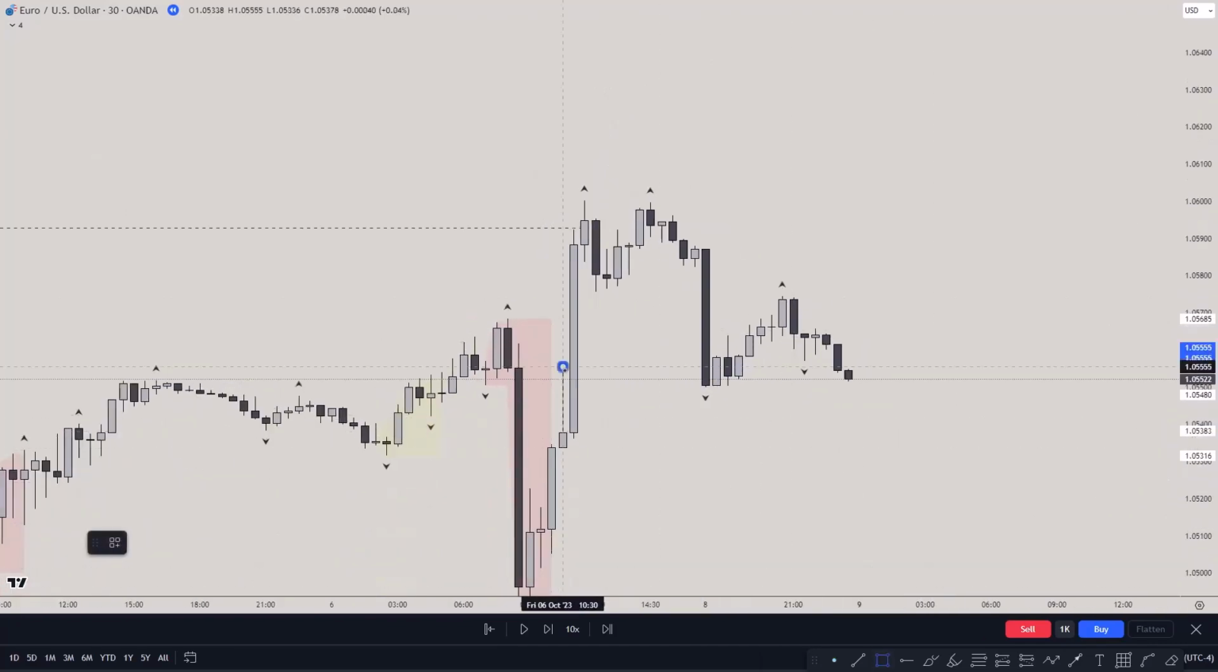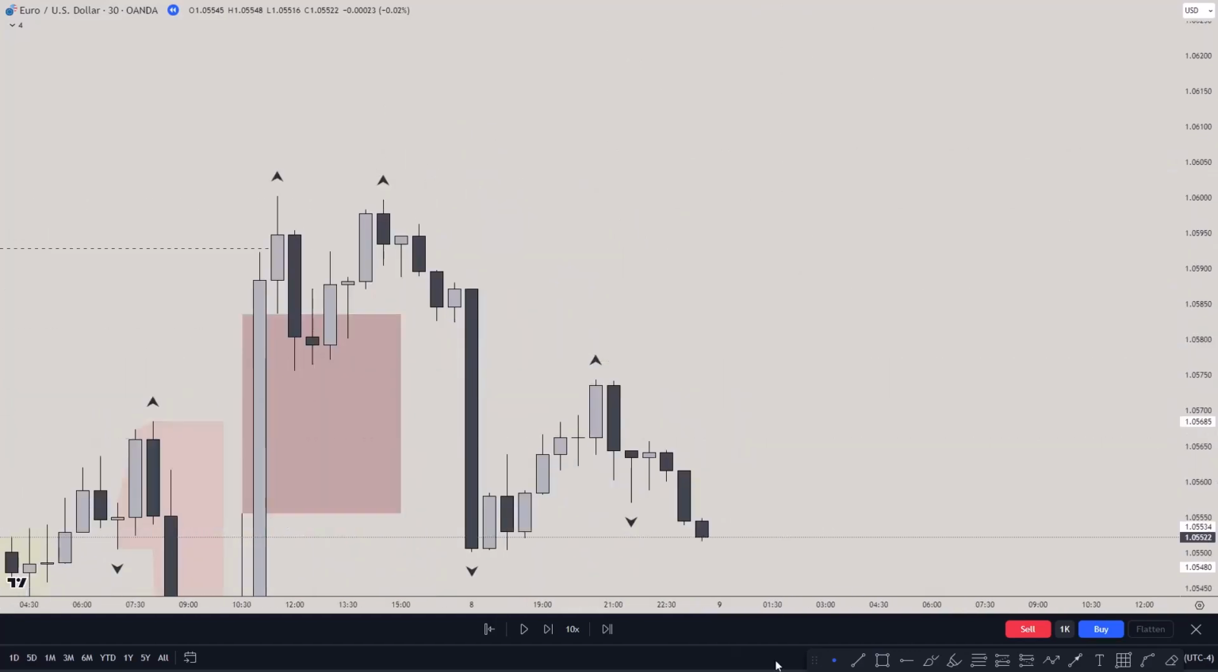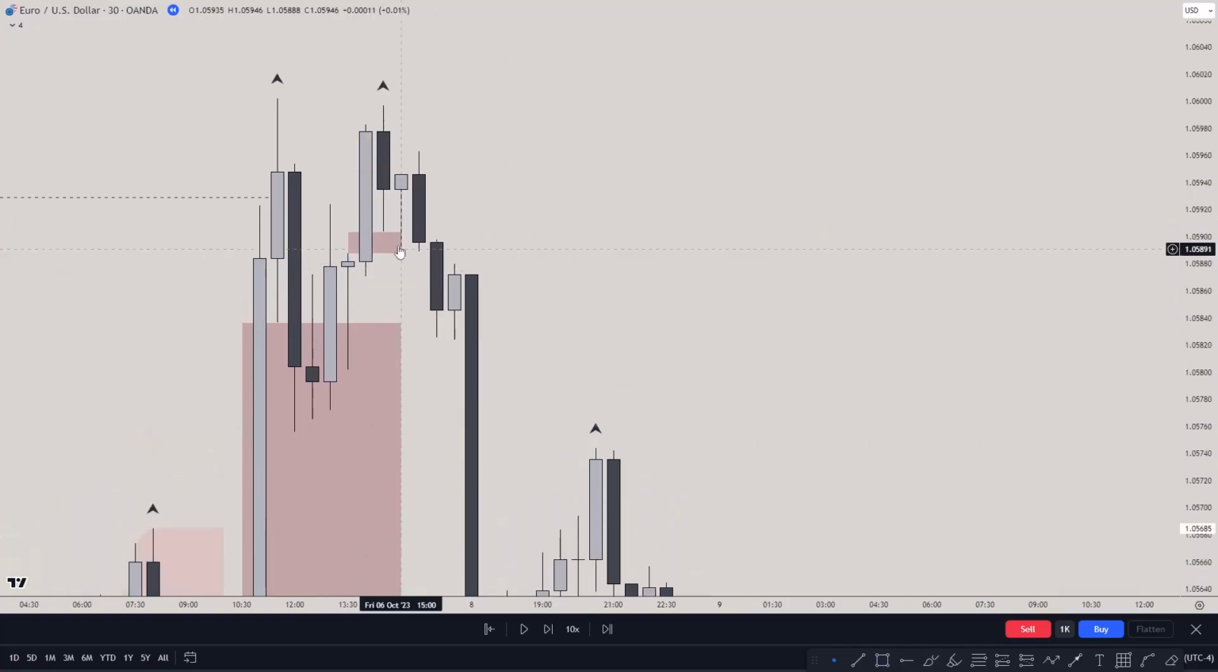Now, we can see that this fair value gap right here was first respected. Price started to go up, but then there's another inverse fair value gap playing out here, which is this one. So there was a fair value gap respected for the first time right here, and then a second time, and then it was disrespected, creating another fair value gap, which price doesn't come to.